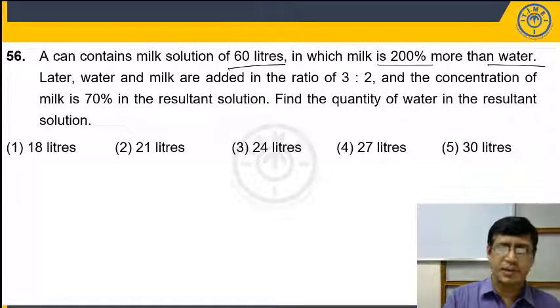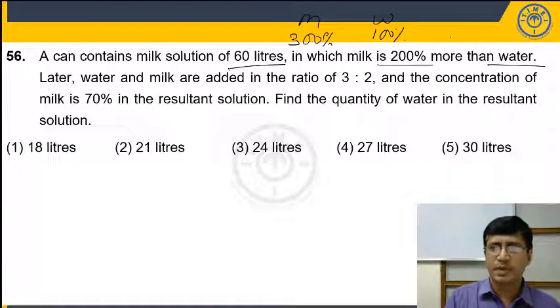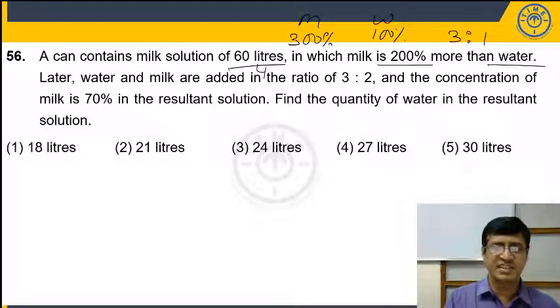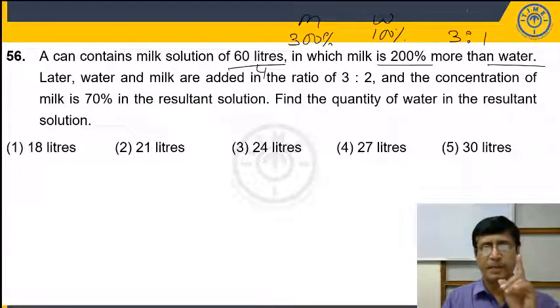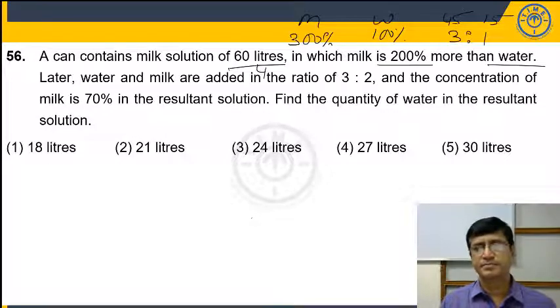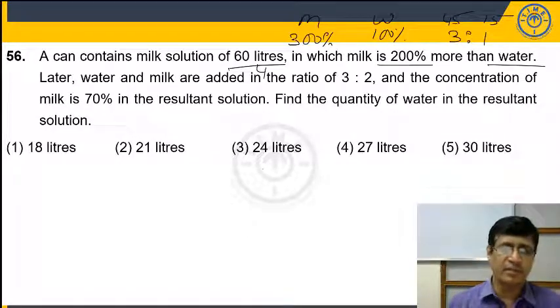So when the water is 100%, milk is 200% more, means it is 300%. So what is the ratio? It is a 3:1 ratio. 3:1 ratio means the sum of the ratios is 4 parts. So divide the 60 by 4, and you will get one part as 15. So water is equal to 15, milk is equal to 45.